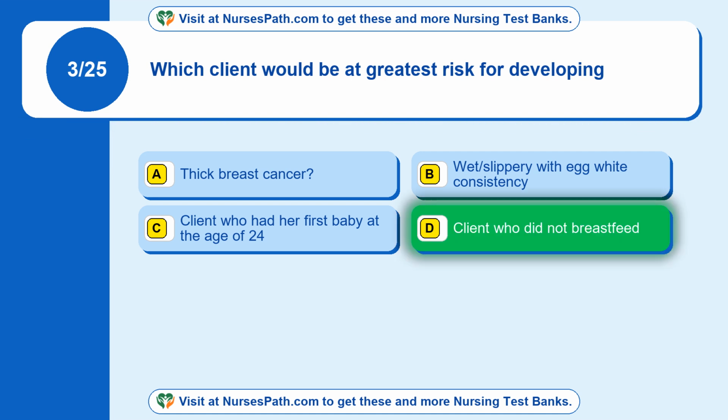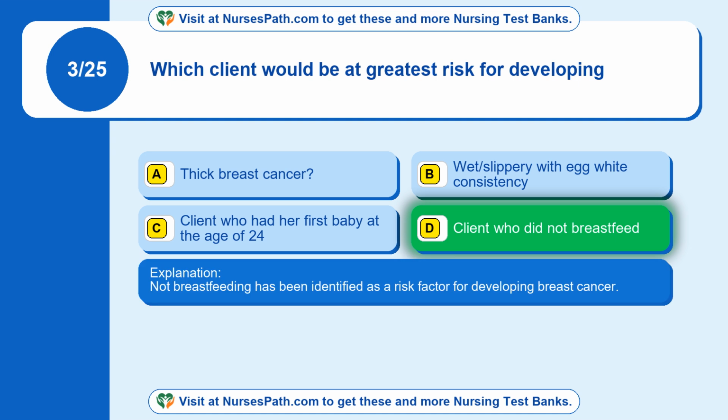The correct answer is Option D. Client who did not breastfeed. Not breastfeeding has been identified as a risk factor for developing breast cancer.